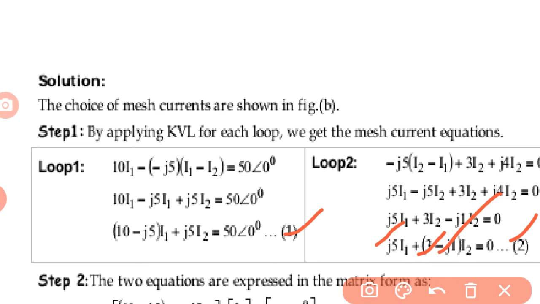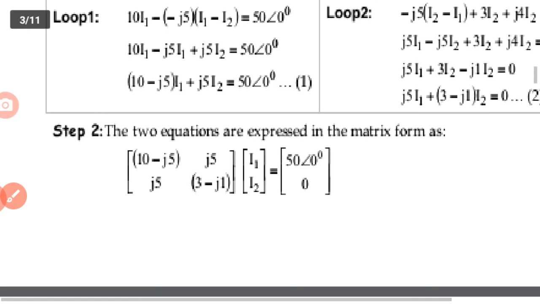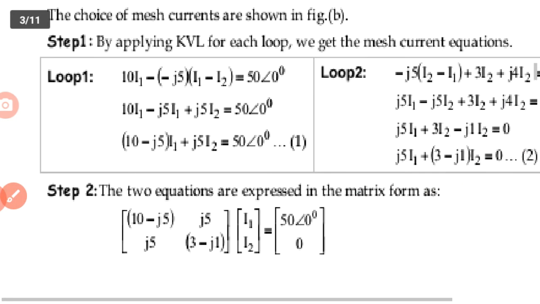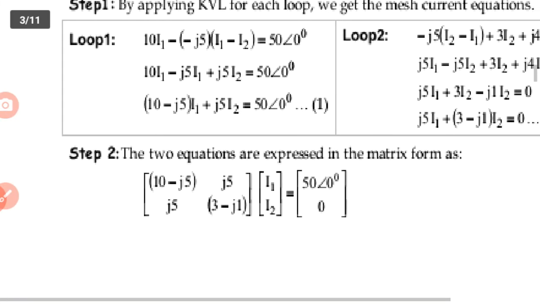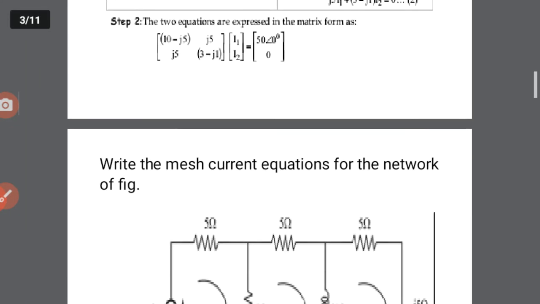So these two equations, put them into matrix form. That is, I1 and I2 currents, equal to 50 angle 0 degrees and 0. Next, for I1 the coefficient is 10 minus J5, and for I2 it is J5. For the second equation, J5 and 3 minus J1. In this way we are representing the loop equations in matrix form. Next go for another example.